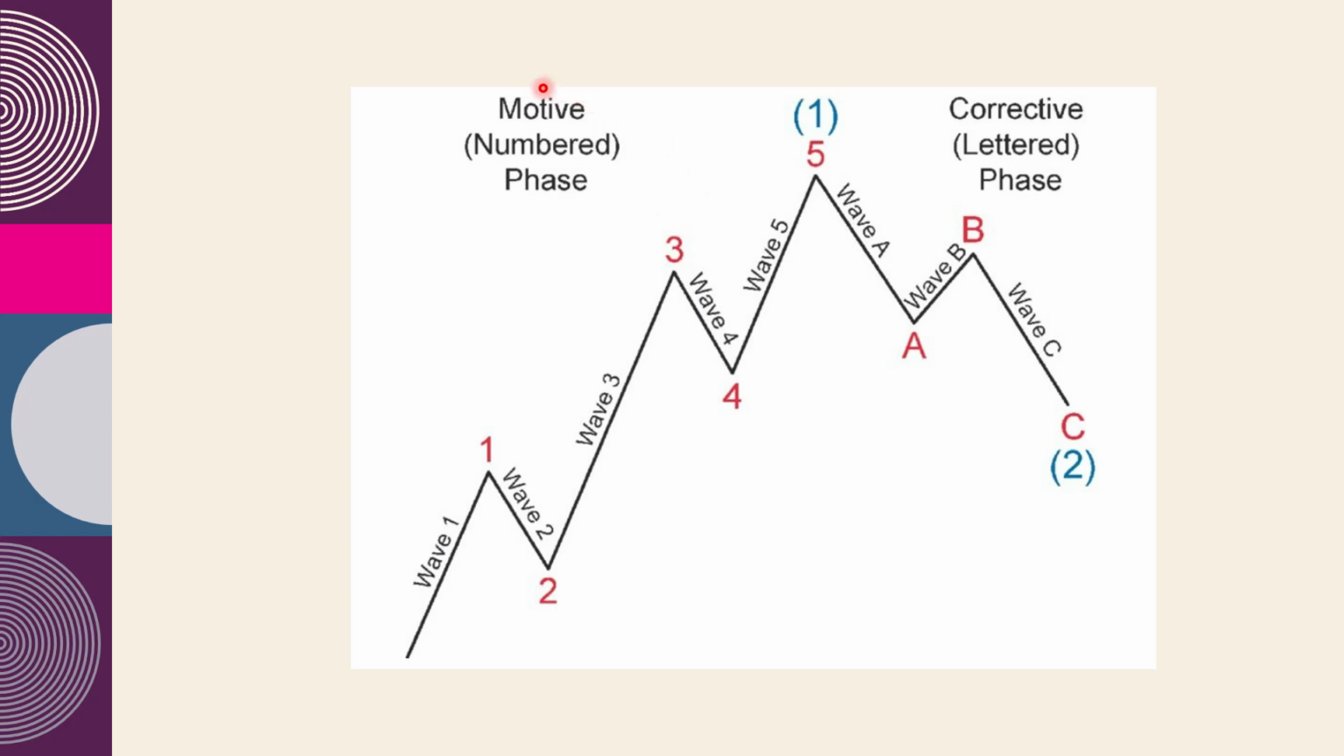What are motive waves? Motive waves comprise 5 waves: 1, 2, 3, 4, 5. There are 2 types of motive waves, impulse and diagonal. Let's see the rules for the impulse wave. Now this is the motive wave. How can we call it an impulse wave or a diagonal wave? First, we'll see the rules for the impulse wave. Then we'll discuss the diagonal wave.